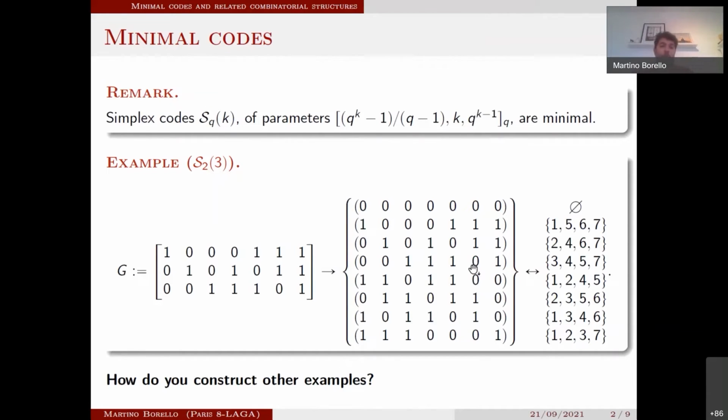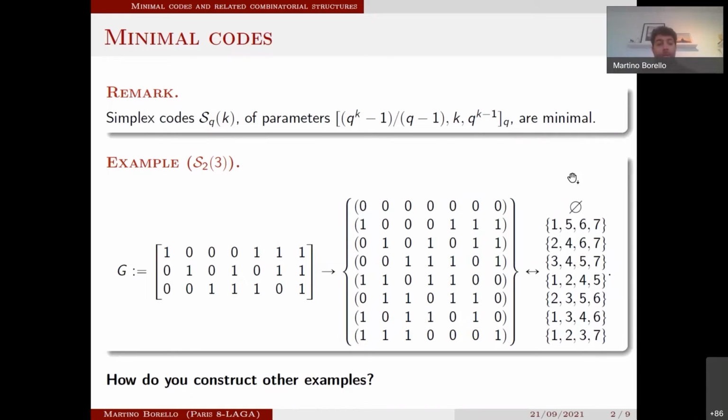But if you look at this example, which is of course special because it is in the binary case, this should be evident. This is the simplex code over F_2 of dimension 3. This is a generator matrix of this code. Of course, they are defined up to equivalence. These are all the codewords, and these are the supports of the codewords. You can see that they are all of the same cardinality. So of course, if one is contained in the other, they must be equal. This is the property that gives you that the code is minimal.